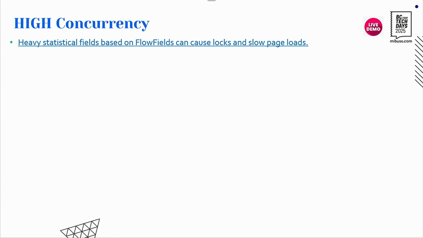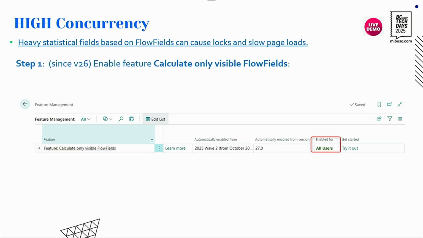The other big problem that you should start optimizing is when you have flow fields. Usually a customer abuses flow fields. So when we have a heavy table and a lot of statistical fields on top of this table, you should start optimizing, because this creates a problem. In version 26, there is a feature called calculate only visible flow fields that by default is turned off. You should always turn it on. Microsoft declares it as preview, but in our opinion it is absolutely recommended, mandatory to turn that on.